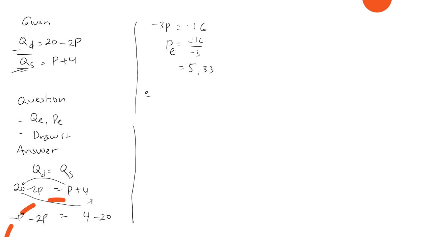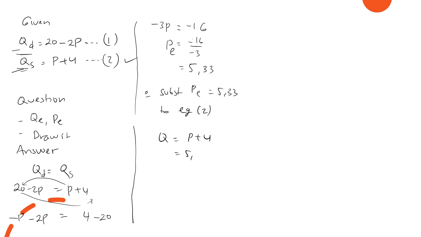And then QE, substitute PE for 5.33 to, okay, I will add the name of the equation here, 1, and this is 2. So which one is easier? I think this one, yeah. To equation 2. And then Q is equal to P plus 4, and this is 5.33 plus 4. That is 9.33, QE. Okay.